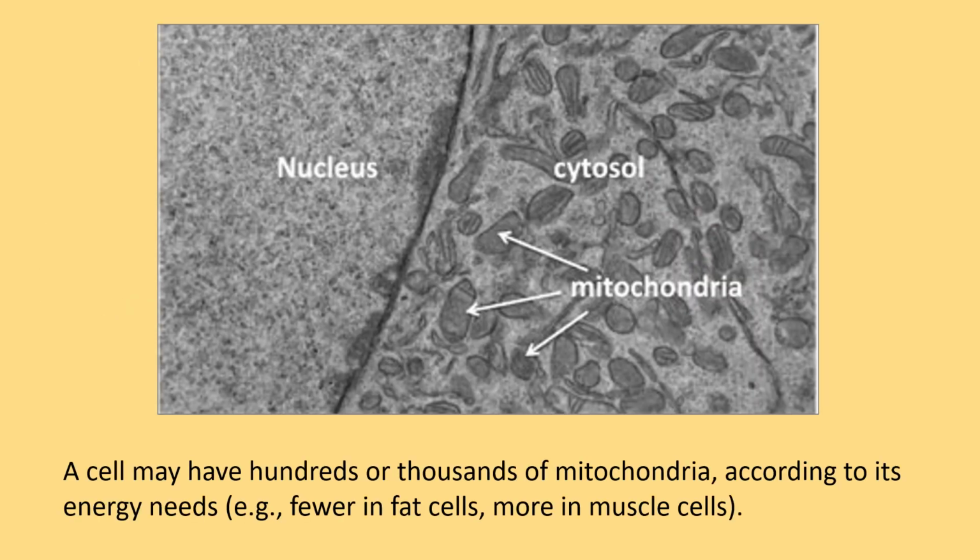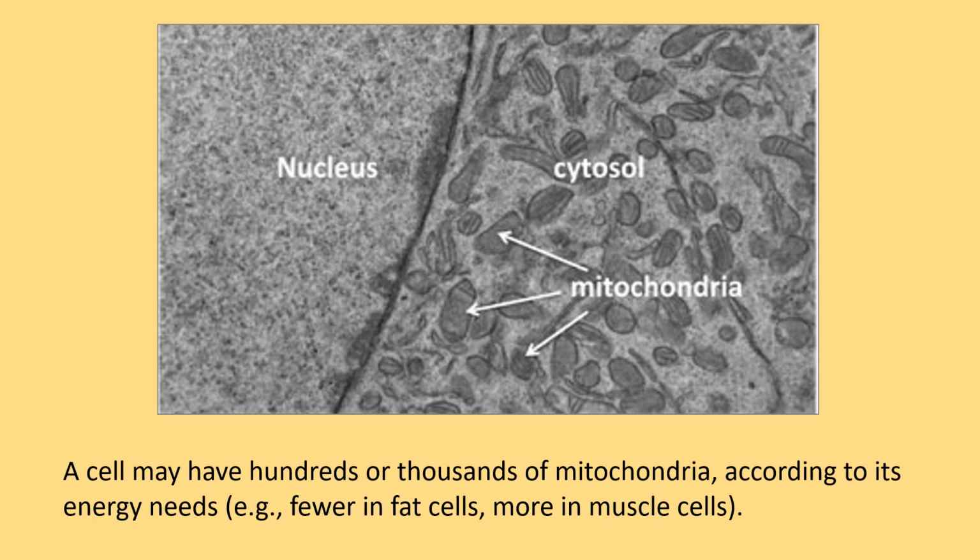Here's another photomicrograph. This was again taken using a transmission electron microscope, where we can see the nuclear membrane there. And in the cytosol, we see many mitochondria. So one of your cells has many mitochondria, and the exact number of mitochondria depends on the function of that cell. How big is the demand for ATP?